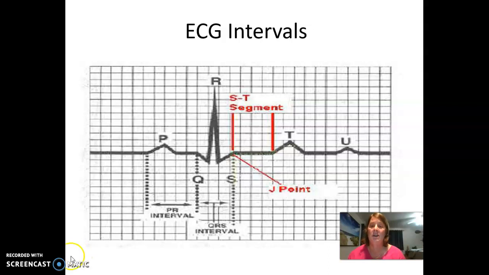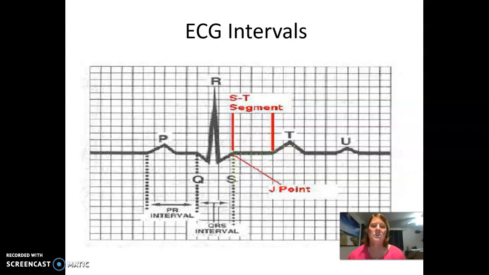So when we're looking at our intervals, we said our P wave was atrial depolarization, and then we had that hold in the AV node. So the first interval measurement we're going to look at is the PR interval. It is from the beginning of the P wave to the beginning of the QRS. Now, I know it says PR, so you think, okay, I have to go all the way to where the QRS goes up, but it's actually where the QRS starts. So from the beginning of the P to the beginning of the QRS, that is our PR interval.